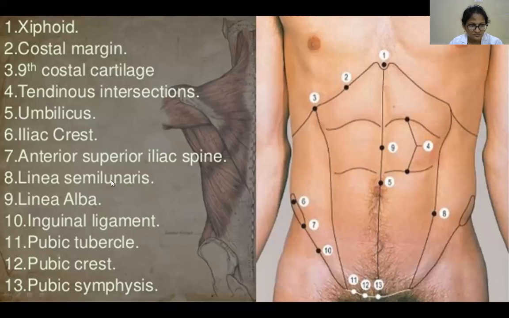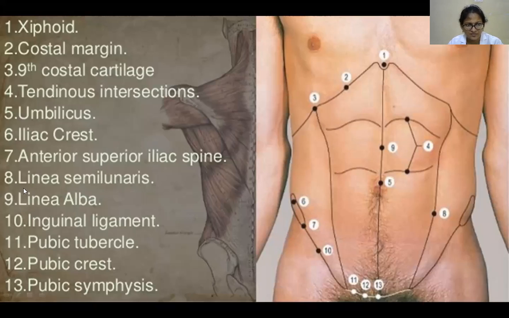Next, number seven, the anterior superior iliac spine. This is the site of the anterior superior iliac spine. You will see it on the expanded plate of the ilium. The anterior-most part of the ilium is called the anterior superior iliac spine. You can feel it in your body. It is palpable, a bony landmark.